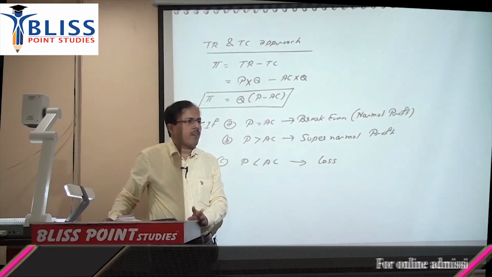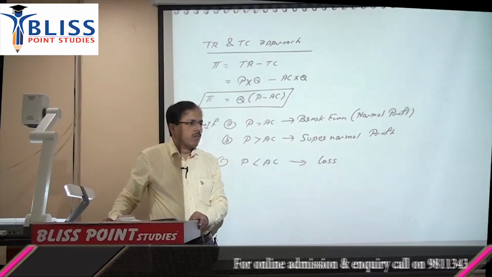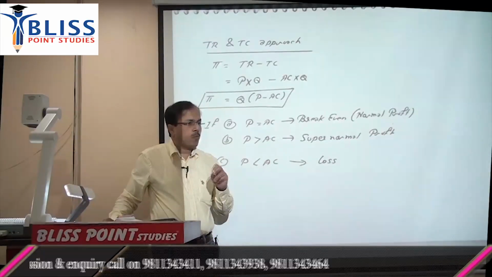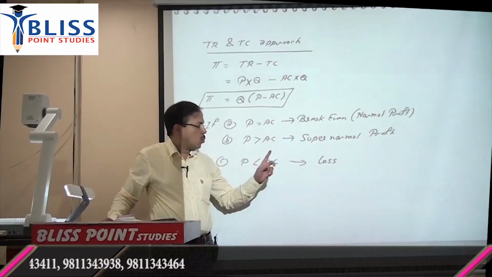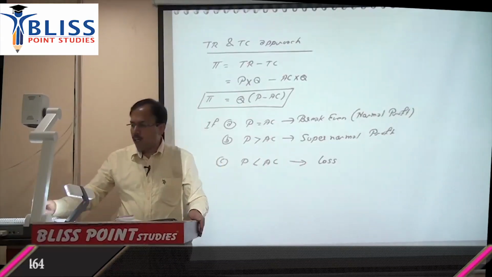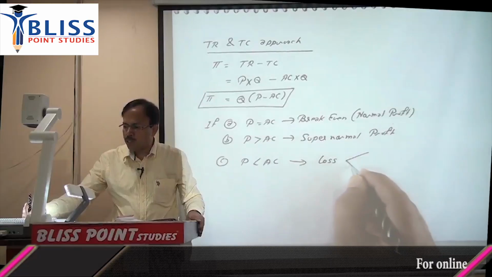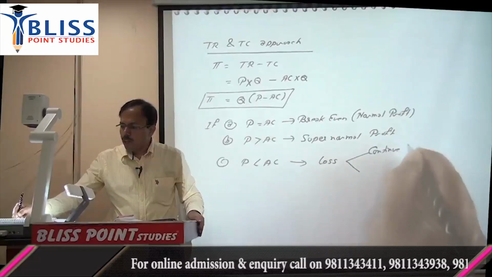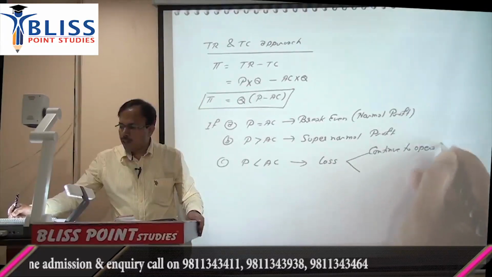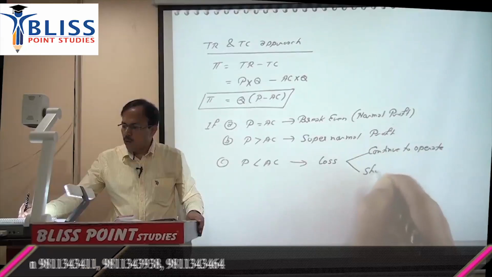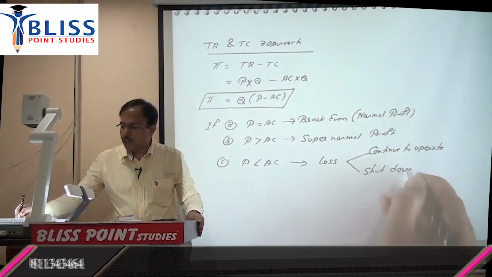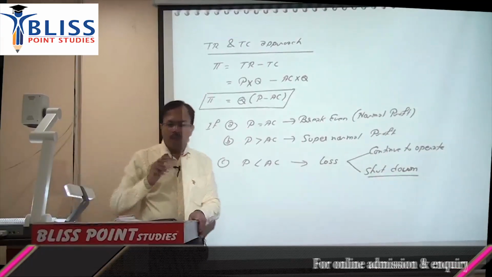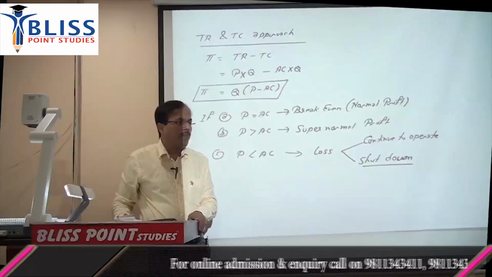But if there is loss, what will the firm do? Stop the production. Within loss, there are two possibilities. Firm may continue to produce or firm may shut down. So in the case of loss, careful रहिएगा. In the case of loss, there are two different possibilities. One, firm may continue to operate, or firm could shut down production.